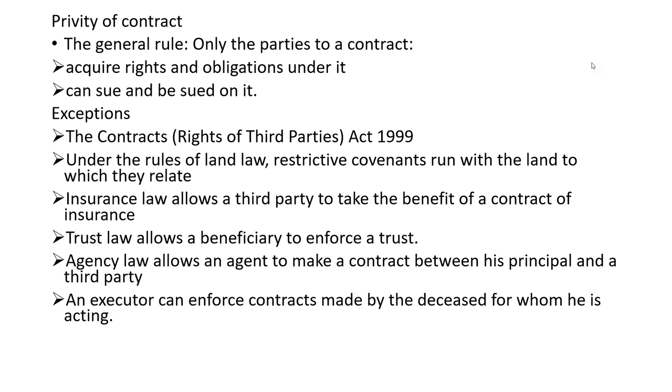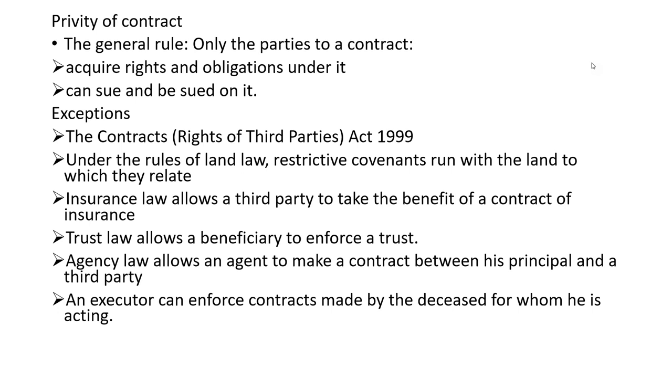Next, agency law allows an agent to make a contract between his principal and a third party. We all know that an agent can make a contract between a principal and a third party. So basically, the agent can effect the contract, and the contract is between the principal and the third party. And similarly, an executor can enforce contracts made by the deceased for whom he is acting. Basically, it comes in inheritance.